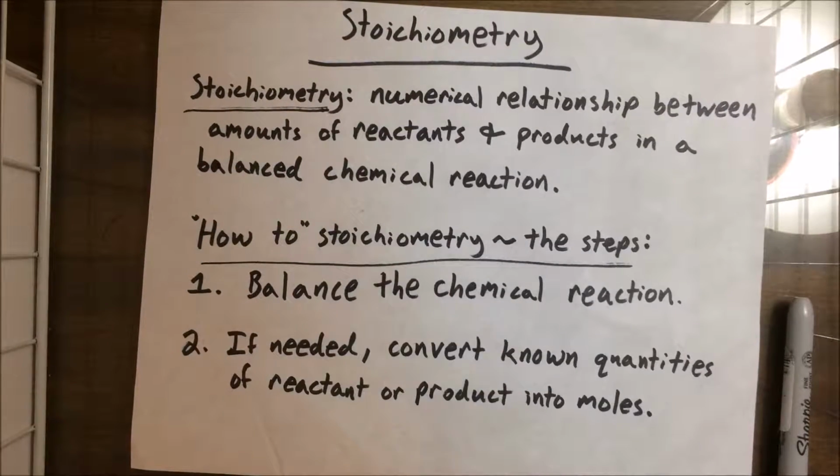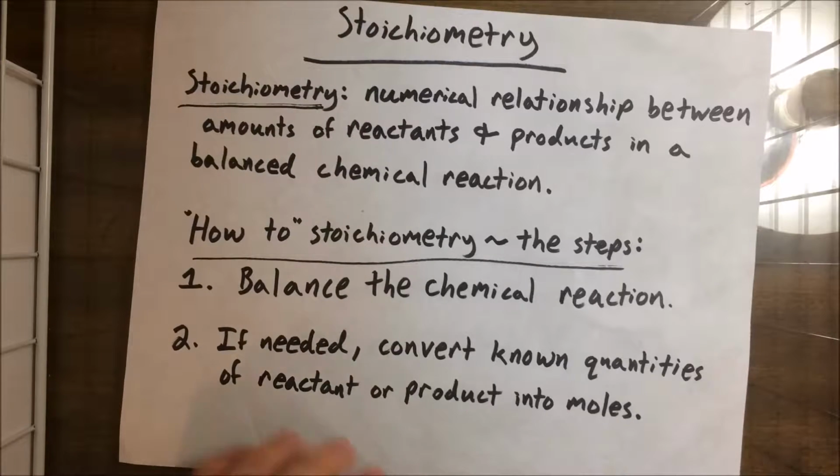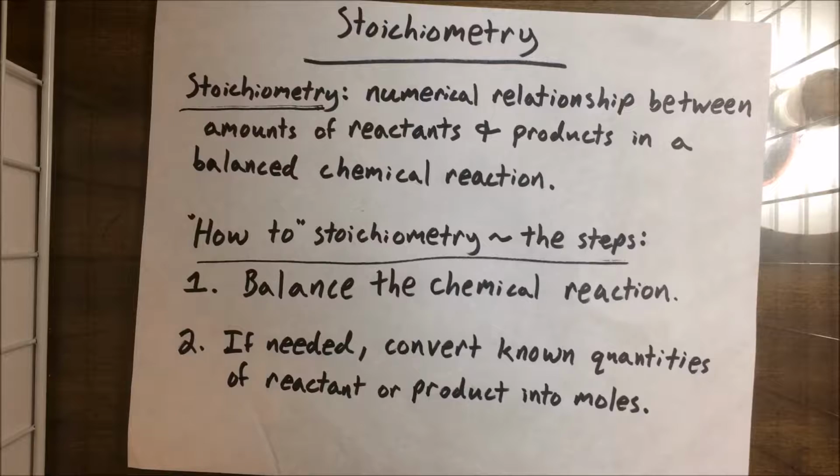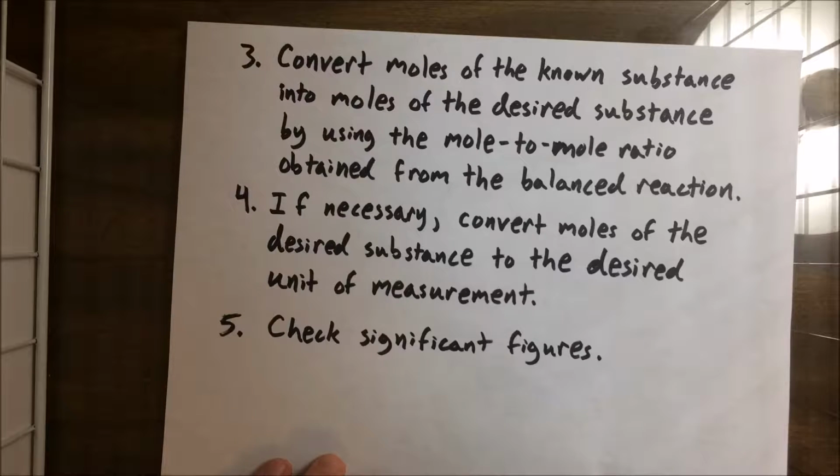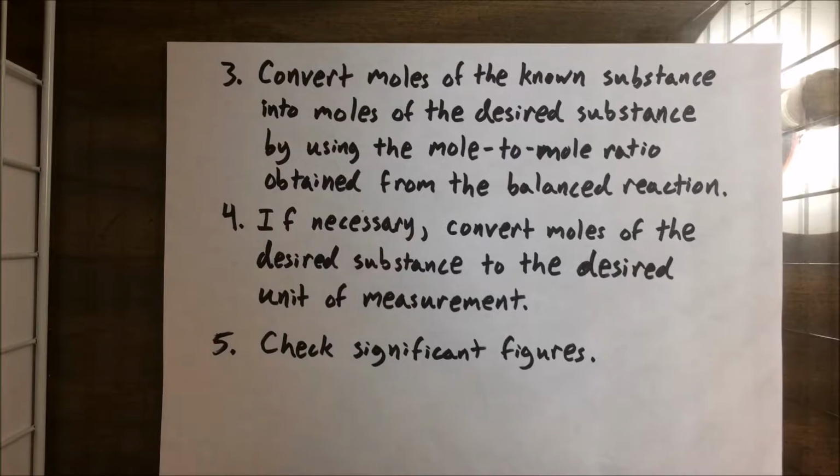So the steps to stoichiometry are: Step 1, balance the reaction. Step 2, from grams, or whatever units of measure you're given, convert to moles. Step 3 is to convert the moles of the known substance into moles of the desired substance by using the mole-to-mole ratio obtained from the balanced reaction.